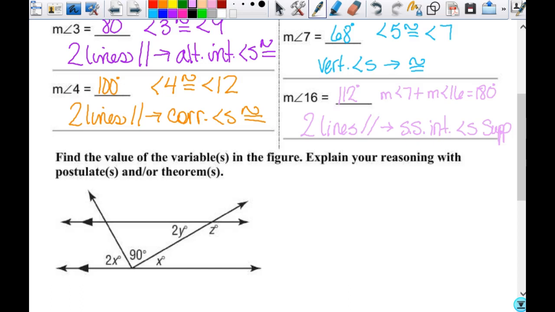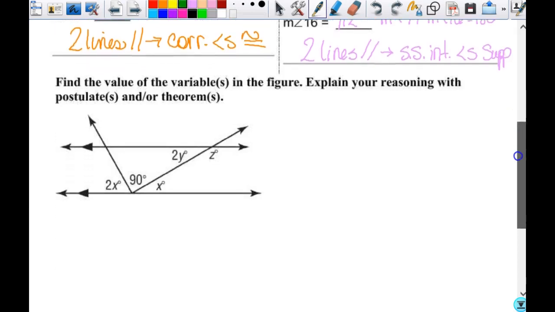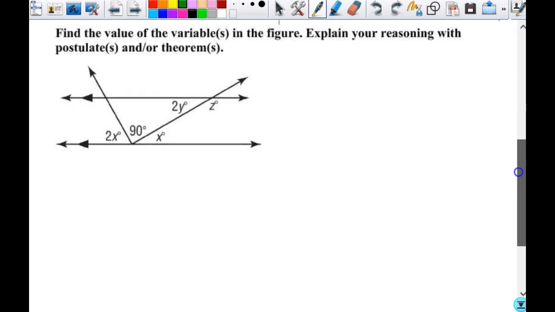So now next it says to find the value of the variables in the figure, explain your reasoning with postulates and/or theorems. All right. So when you look at these, it might be helpful to extend the lines and actually make them lines. It may not make that much of a difference on this particular one, but when you start getting closed figures or some other weird stuff with a lot going on, seeing them as lines that pass through each other will help you connect it to what you understand a little bit better.